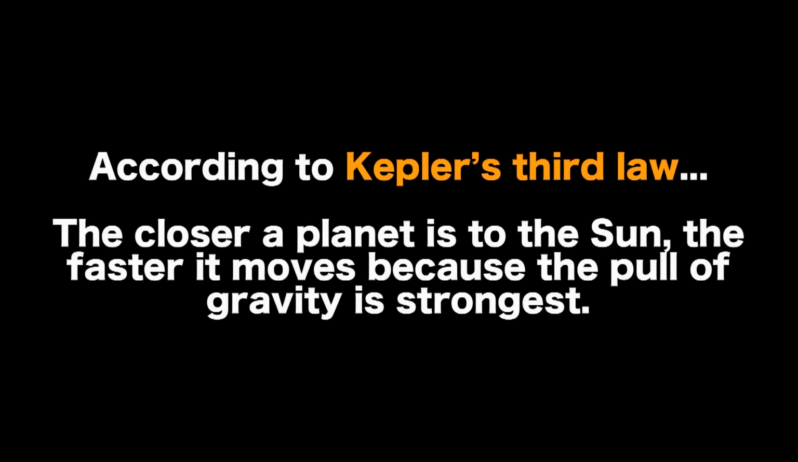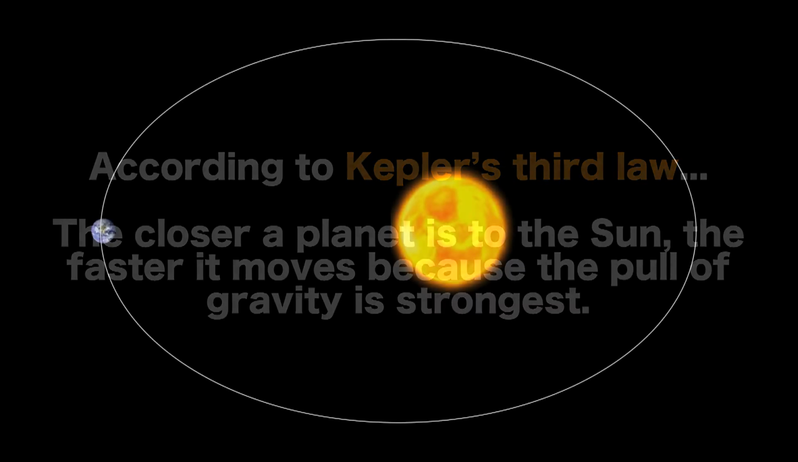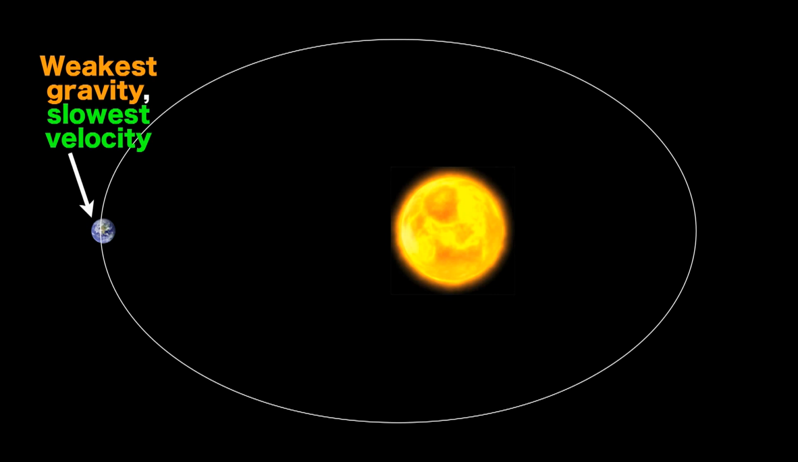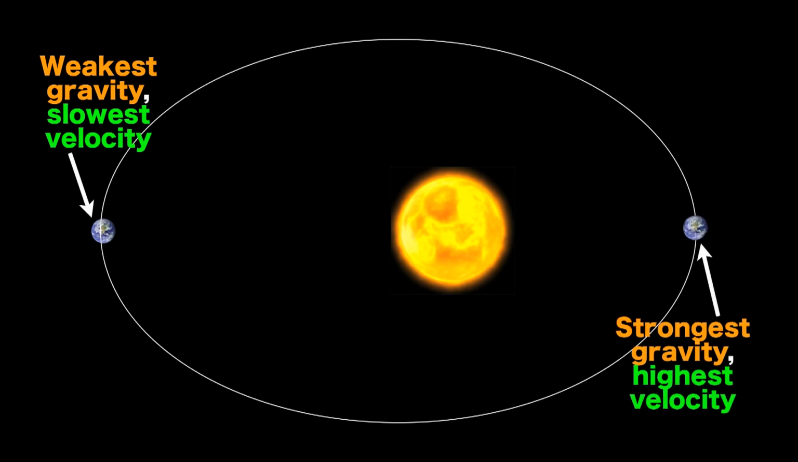Now, according to Kepler's third law, the closer a planet is to the sun, the faster it moves because the pull of gravity is the strongest. So you'll notice with the position of Earth in this picture, Earth is going to be traveling a little bit slower because it's a little bit farther away. If the Earth was all the way to the right-hand side of this picture, it would actually be traveling a little bit faster because it was a little bit closer. So you have the weakest gravity and the slowest velocity, and you have the strongest gravity with the highest velocity.